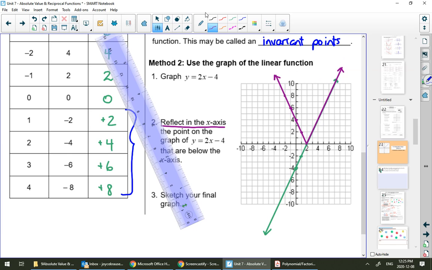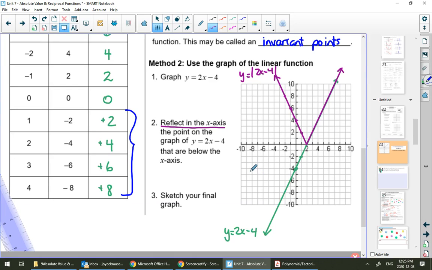And it might be helpful to label our graphs as well. So we have here y equals 2x minus 4, that's our original function. And then we have y equals the absolute value of 2x minus 4 as our new function.